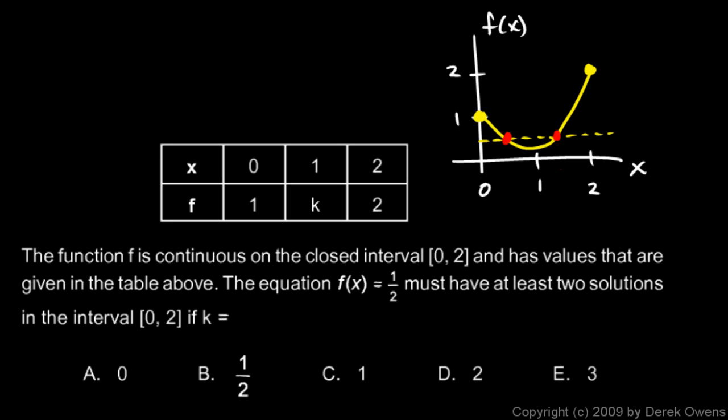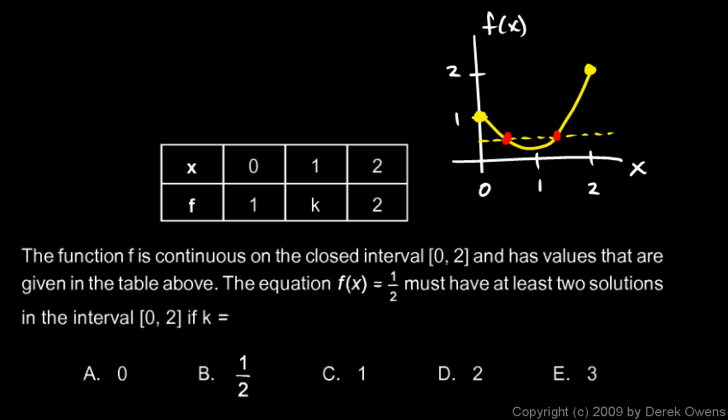where f of x equals a half. It may wiggle around in such a way that it has more than 2, but if it goes below this line, it will have at least 2 solutions. That means there will be at least 2 places where it has a y value, a height of 1/2. So that will happen if k, and what is k? k is the value of the function at x equals 1. It's how high up my function is at x equals 1.